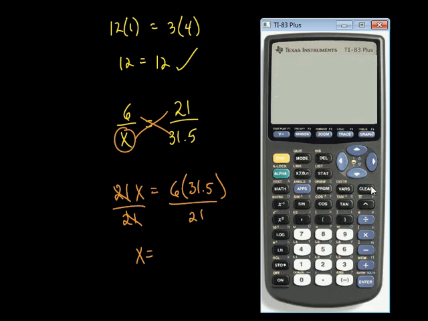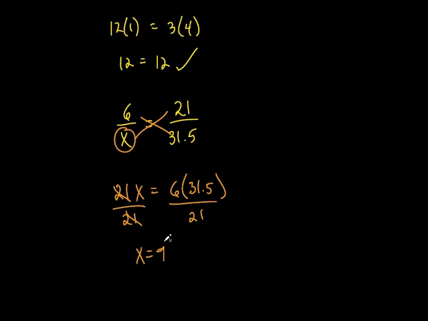Yeah, put it into a calculator and see what we get. So it's 6 times 31.5, right? And that's 189. And then what do we do with that 189? Divide it by 21, and that gives you 9. So x is 9. All right? So that wasn't quite as easy just to look at and figure out in our head, was it? But we use that cross multiplication to figure that out.